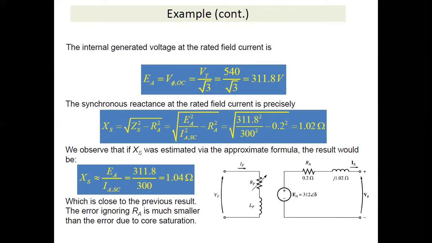If we put these values into the equivalent circuit, we will have the required thing. If you see the equivalent circuit, this is of the field and this is of the armature. So the resistance is 0.2 ohm. This is j1.02. The j has been considered because this is an inductive circuit, and the reactance is very much greater as compared to the resistance.